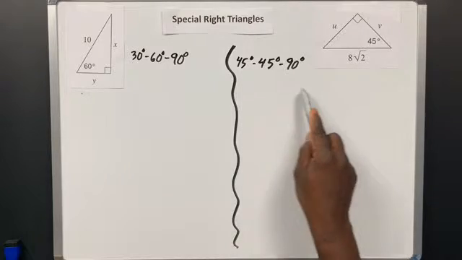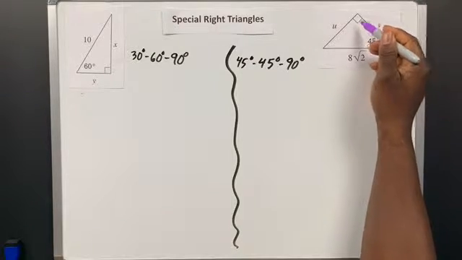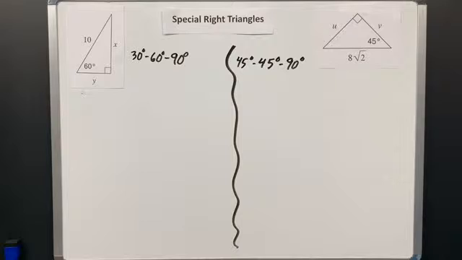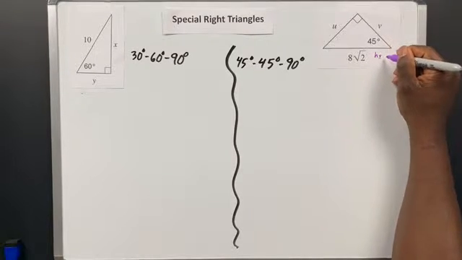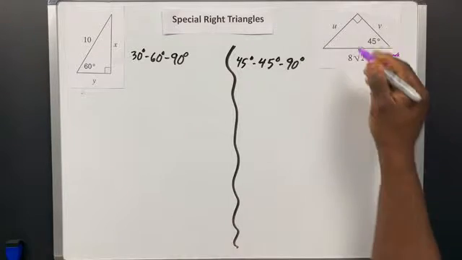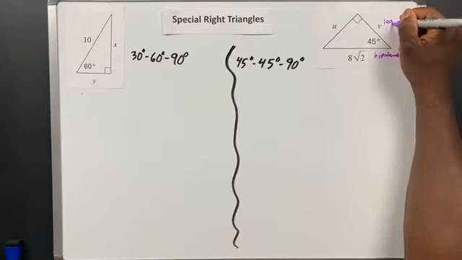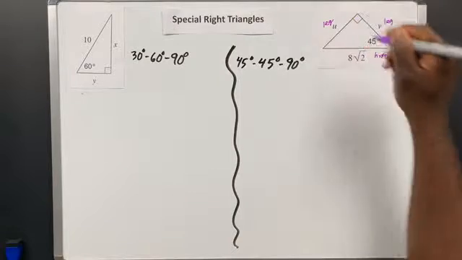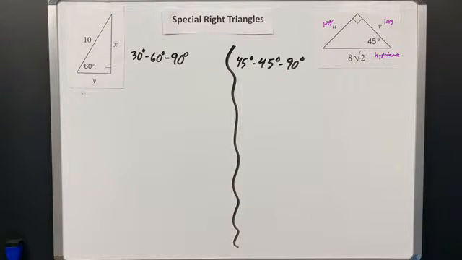So let's first start with the 45, 45, 90. In terms of marking up the picture, we know that this is a right triangle because we have a box right there in the corner. And the side that is opposite the right angle is always the hypotenuse. That's always the hypotenuse. And in reference to the fact that we have a 45, 45, 90, the sides here are referred to as legs. So side U and side V are both legs. And this side, 8 times the square root of 2, is the hypotenuse. So we've marked up the picture based on what's given.